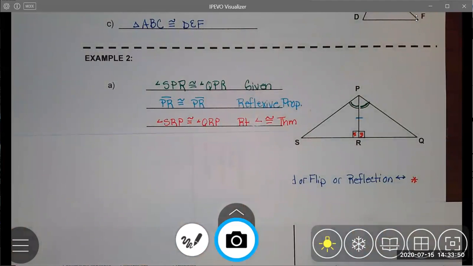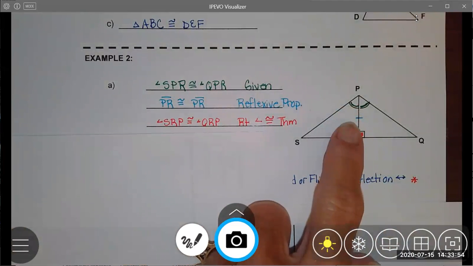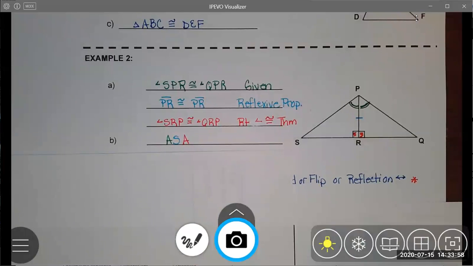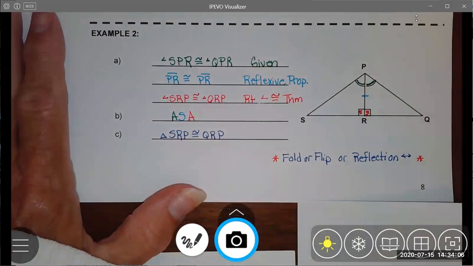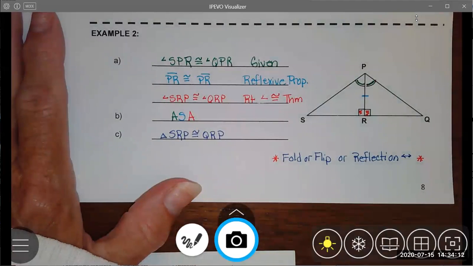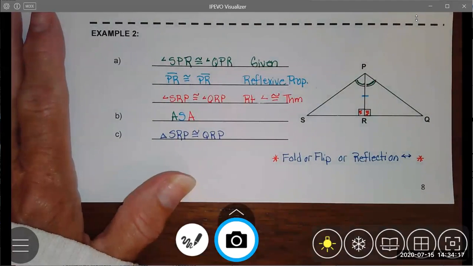Based on that, I have an angle, a side, and an angle, and the side is verified as being between my two congruent angles. So this is angle, side, angle, and there is my congruency statement. All right, so that is another way that we can talk about triangles and their congruencies.